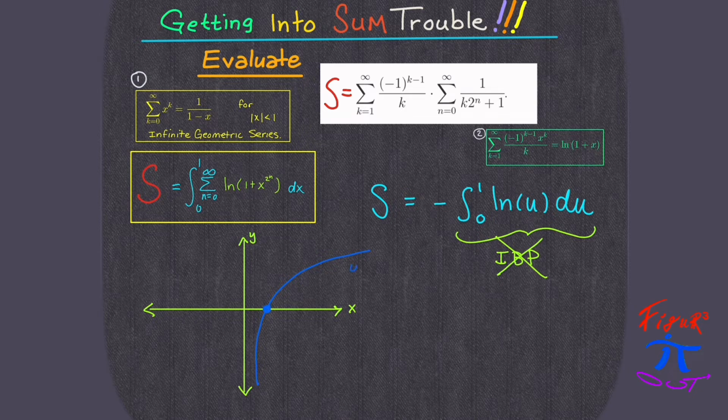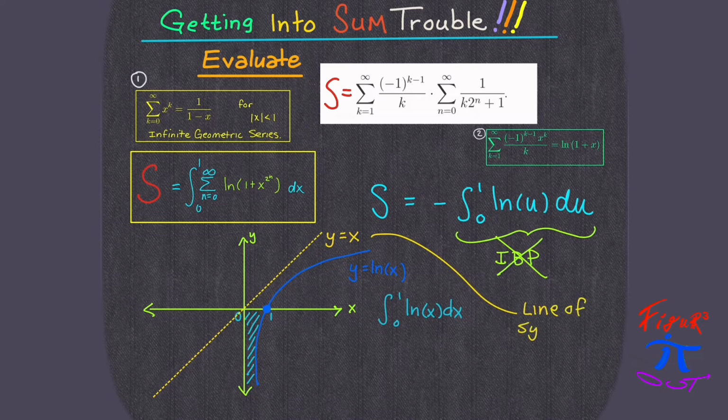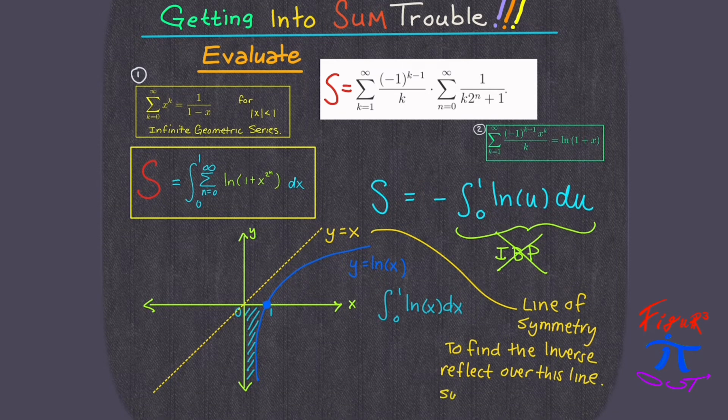So imagine the natural log function, which looks like this, and the area under the curve that we're trying to integrate from 0 to 1 is the shaded area right there. Now the natural log has an inverse function, which is e to the x. And that would be the same thing as what we would get if we reflect the natural log over the line y equals x. It's known as the line of symmetry. In fact, when you want to find the inverse of a function, switch x and y and solve for y.